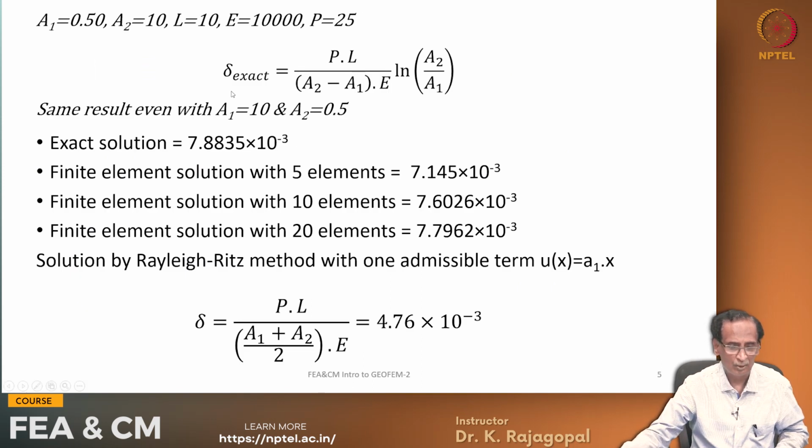The theoretical solution is given like this: PL by (A2 minus A1) E times ln of A2 by A1, and for the particular properties of A1 of 0.5, A2 of 10, L of 10, E of 10,000, and the applied load of 25, the exact solution is 7.8835 times 10 to the power of minus 3.